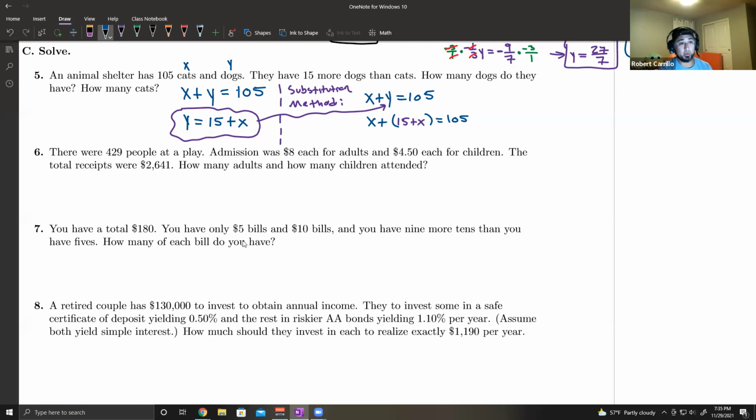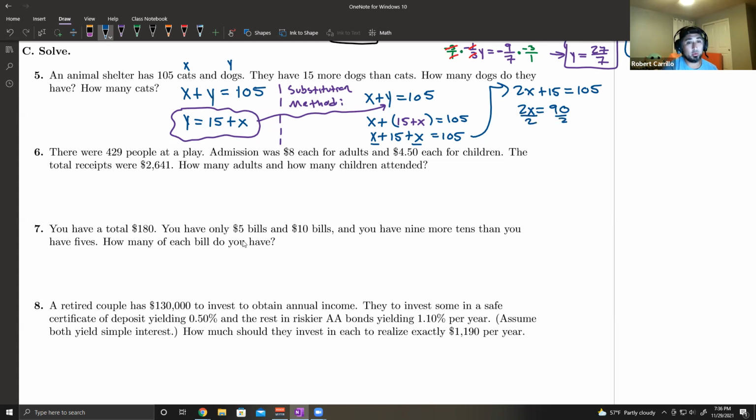So if you drop those parentheses, you'd have x plus 15 plus x equal to 105. And then add those x's together. You'd have 2x plus 15 equal to 105. Move that 15 over, and 105 minus 15, I believe, is 90. And you'd get 2x equal to 90.